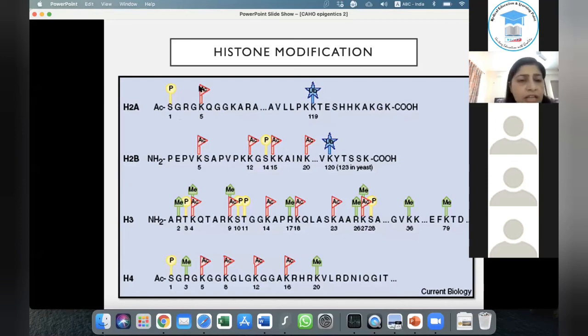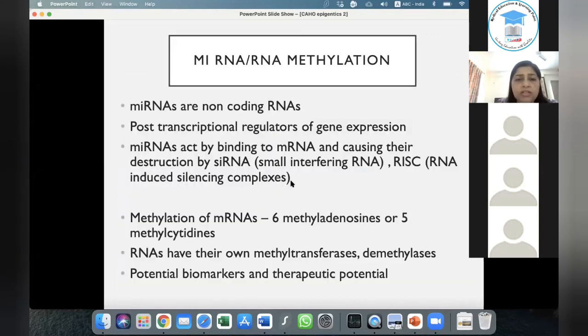And as you can see, there is flagging on this lysine. So this lysine has an acetyl molecule, so this is known as acetylation. Again, you could have here at this lysine molecule at the 4th position, you can see that there is acetylation as well as methylation. So this is how the histone modification occurs in the body.